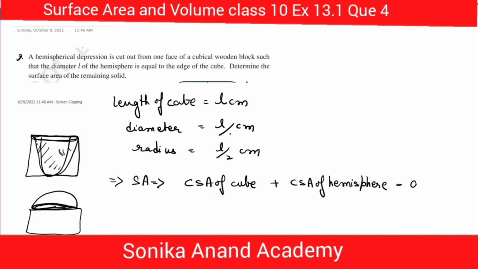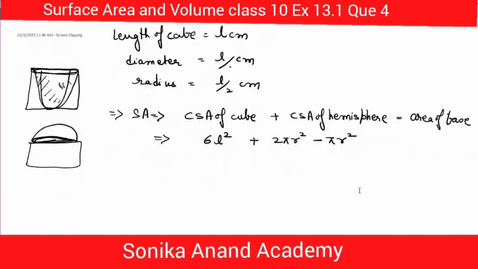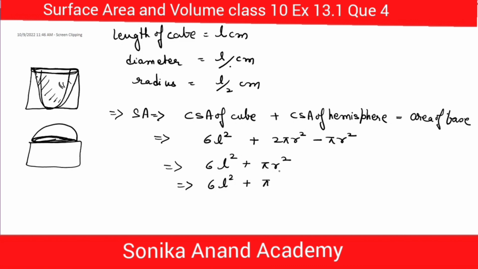So we are using the same pattern. Area of base you can write. So in both the cases we have the same formula. That is 6L square plus 2 pi r square minus pi r square. So don't be confused. Either we cut it from that figure or we add up those figures. Okay. 6L square plus pi r square. So 6L square. Now in place of r, we write L by 2 whole square.